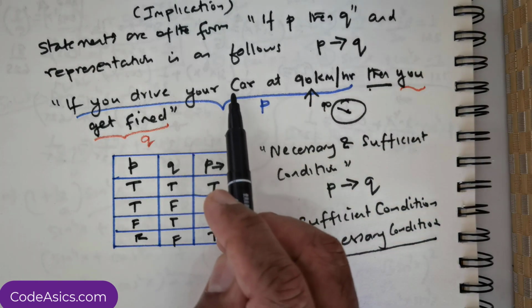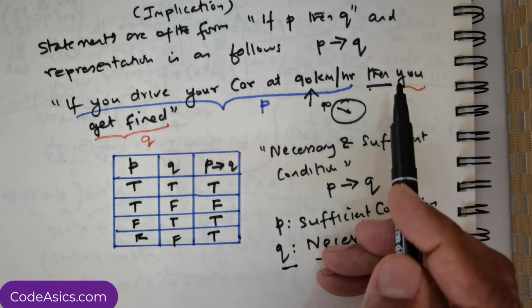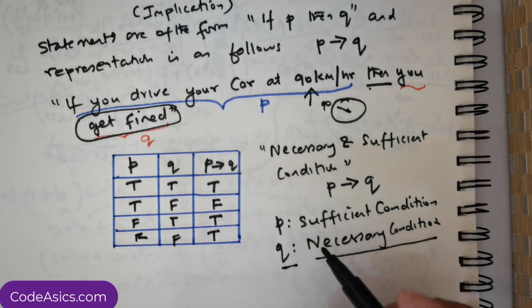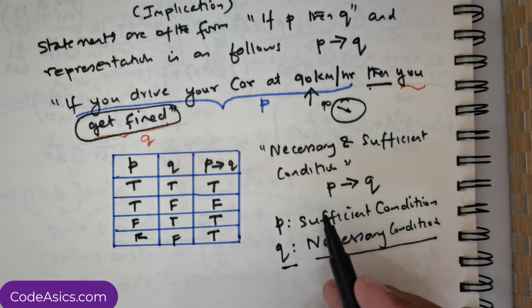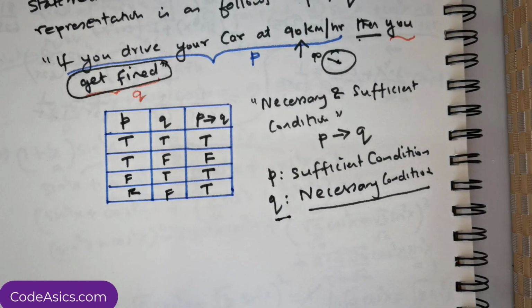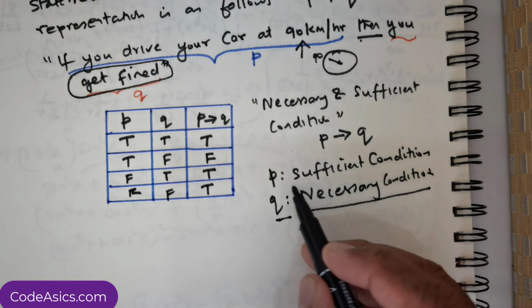Once you commit this, then it becomes necessary that you be fined. There is no other way or no other escape. So once you break the law, it becomes necessary that you face the consequences. So that is what we call necessary. So have this in mind.